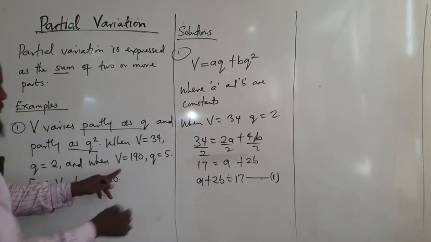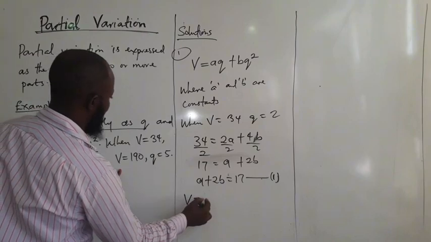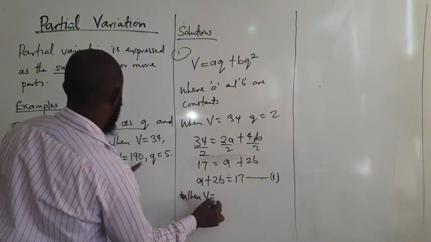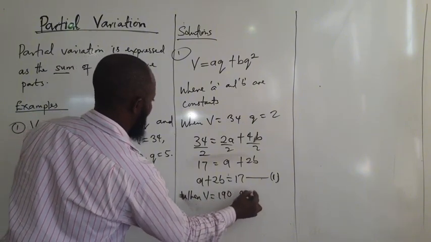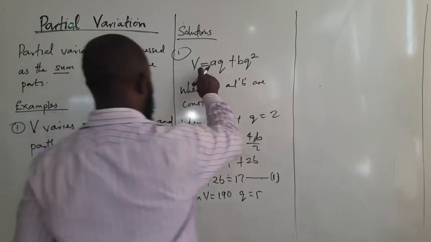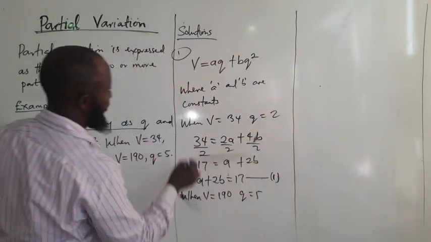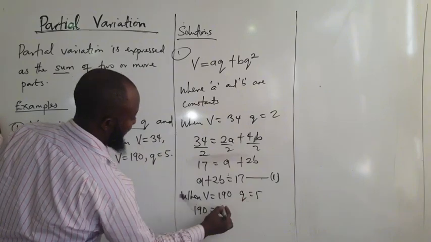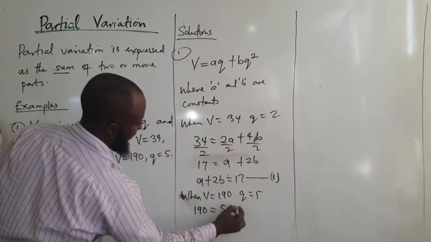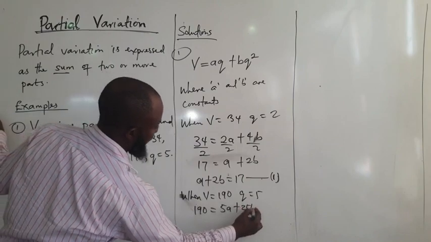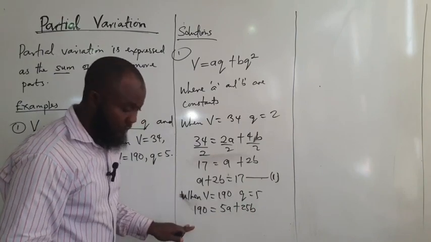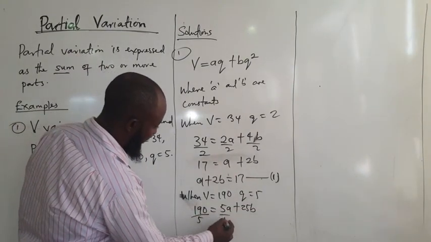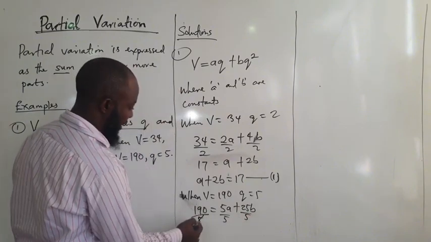Then we go to the next one. When V is equal to 190, Q is equal to 5. So we put that in this one as well. So let's write it there. That's going to be V, 190, equals A times Q, which is 5, that is 5A, plus 25B. This one as well, a number can divide everything, which is 5. So 5 can go here, divided by 5, divided by 5, divided by 5.